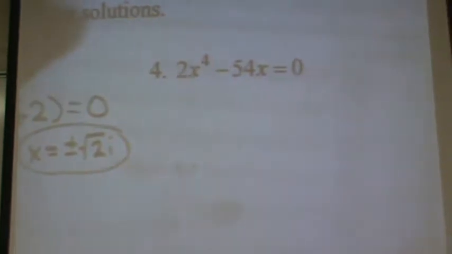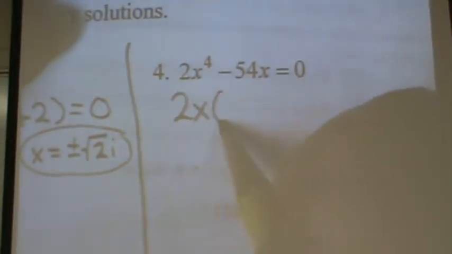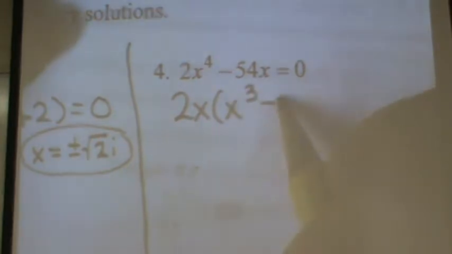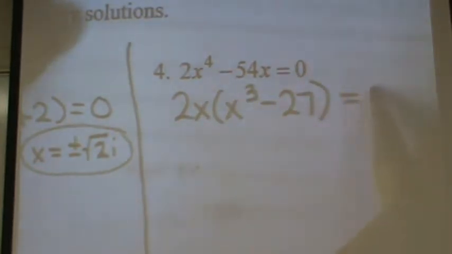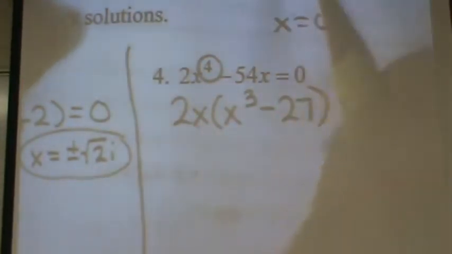Okay. Ooh, what do I do with this one? Take out a 2x and you're left with what? Okay, now see how many answers should I get? 4. I got one of them. What's one of them? X is 0.